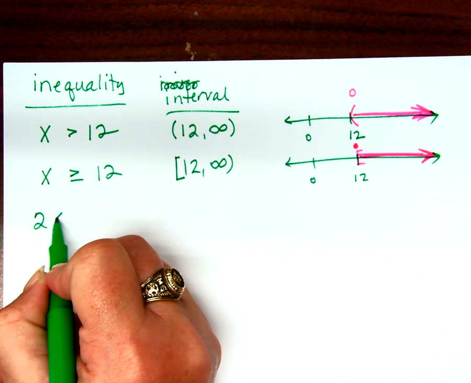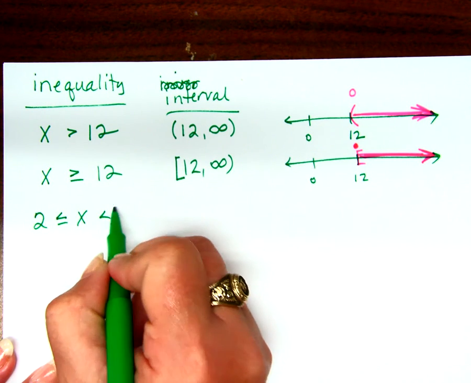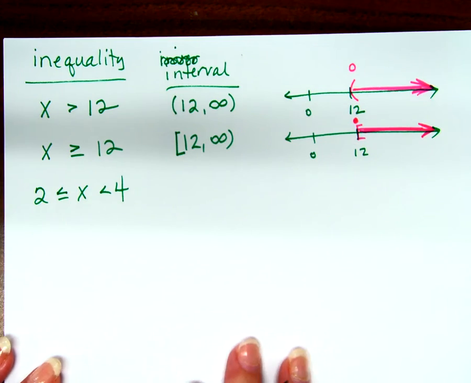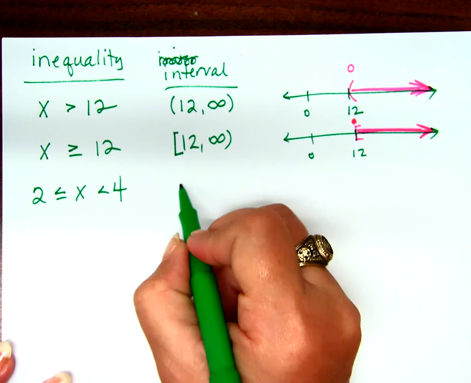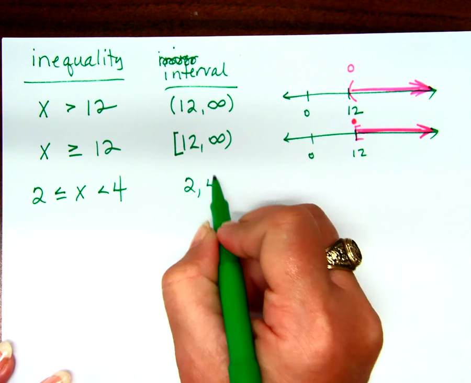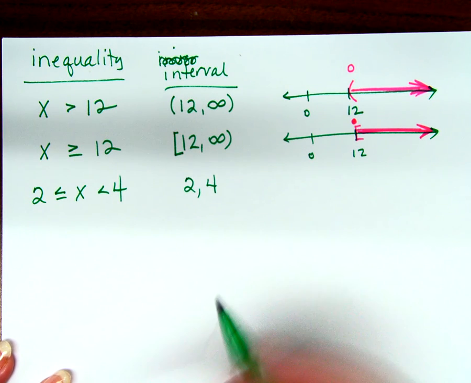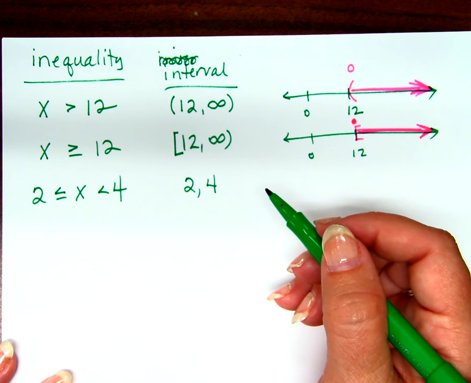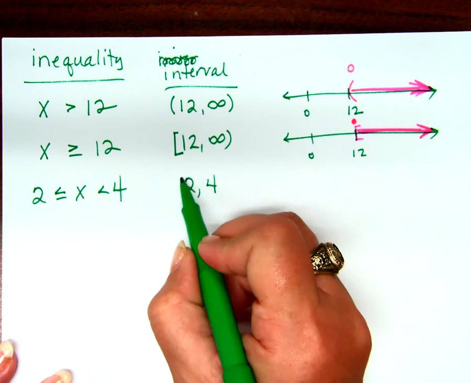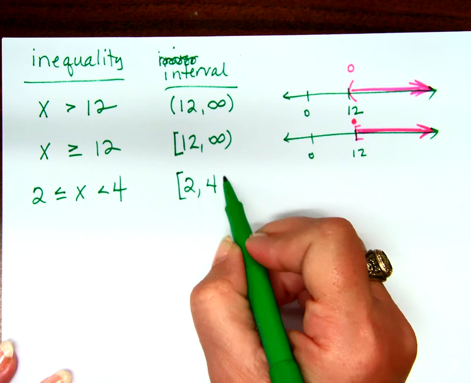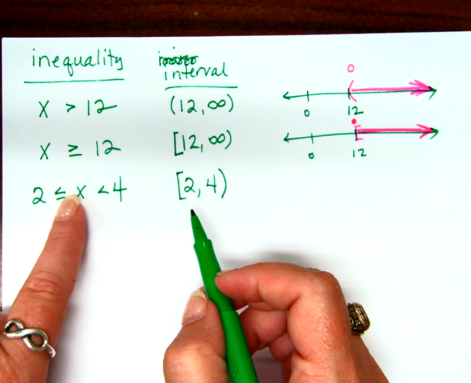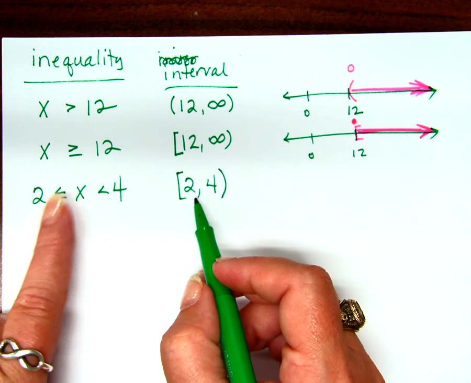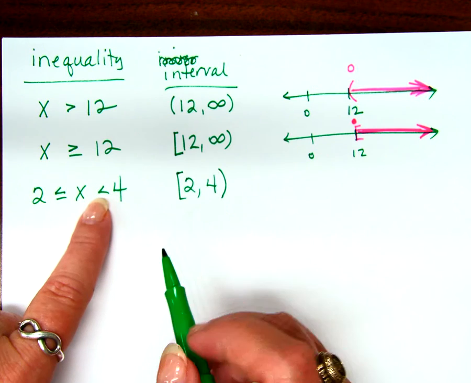Now 2 is less than or equal to x is less than 4. In interval notation, it's going to go from 2 to 4, right? And what's around each one of these? Bracket on the 2, parenthesis on the 4, because x is greater than or equal to 2, and the 4 is just less than.